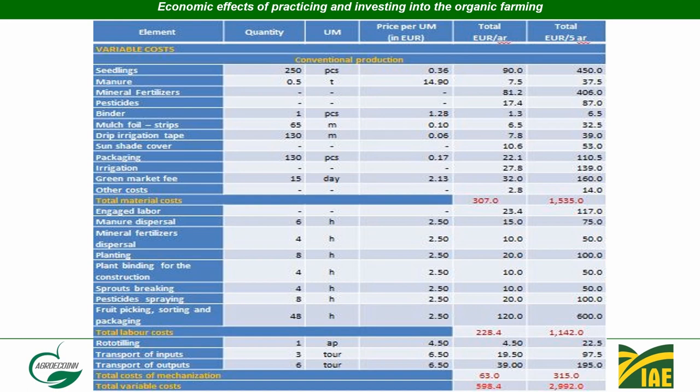In conventional production, costs of irrigation assume the costs of used electricity from the public power grid, costs of used water and fee for the use of public water facilities. In organic system of production, the required energy will be provided from the installed solar panels and wind turbine. So the costs of irrigation are reduced for the costs of electricity.